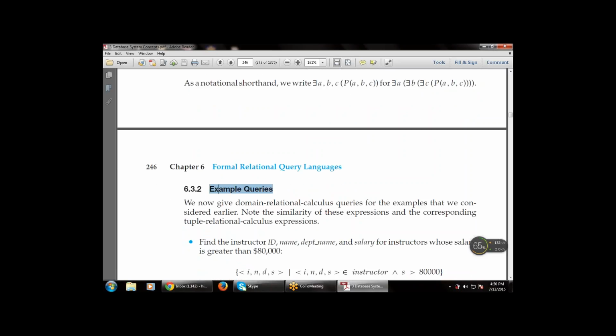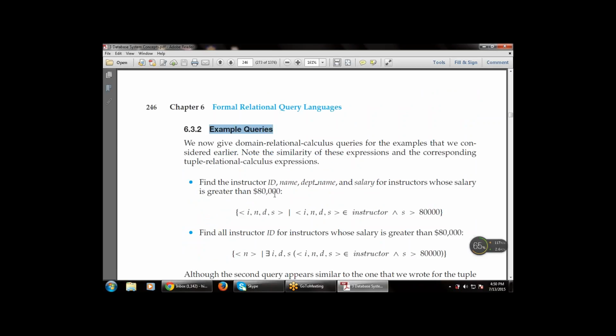Now, example queries. We now give domain relational calculus queries for the examples that we considered earlier. The first example is: find the instructor's ID, name, department name and salary for the instructors whose salary is greater than 80,000.